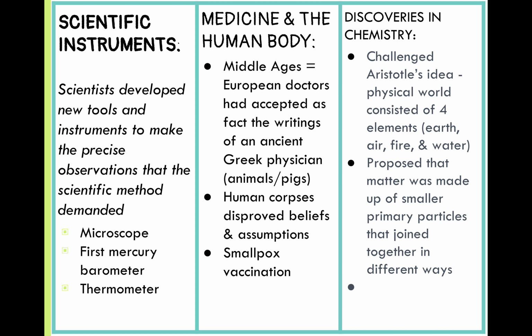Chemistry is also going to have a lot of new advances and new thinking. Chemists during this time are going to challenge Aristotle's idea that the physical world only consisted of 4 elements: earth, air, fire, and water. They proposed that matter was made up of smaller primary particles that joined together in different ways. So it's this constant spreading of ideas into other fields, taking the foundations from one and applying it to others, questioning what you've always been taught to find that real truth.